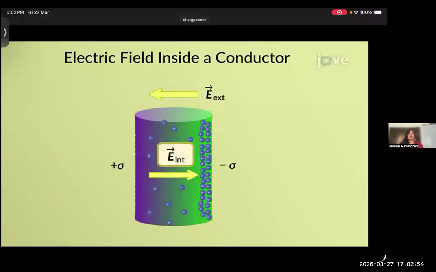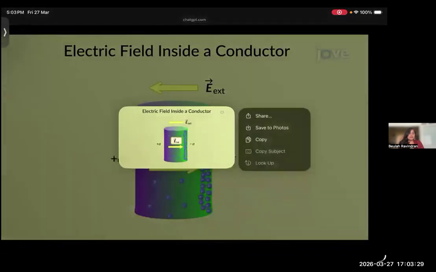So electric field inside a conductor is 0. Suppose when equilibrium is reached, what is the equilibrium? I told you E external, E internal. Here is positive surface charge density, here it is negative surface charge density. If both are the same, then E external is equal to E internal. That means the plus sigma and minus sigma cancel to 0. Then we can say it is the conductor, right? So there are no charges inside this particular field.